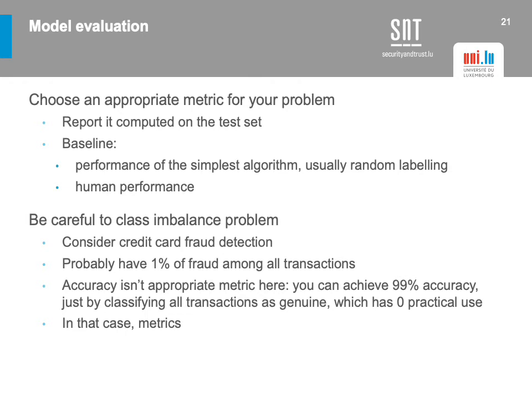So what is a baseline? Basically, it's a point of comparison. What can be a point of comparison? It can be the performance of the simplest algorithm that you can think of. So it can be, for example, random labeling. What happens if you randomly label emails as spam or not spam? And does your algorithm perform better than this?